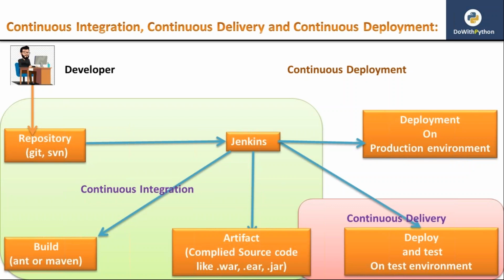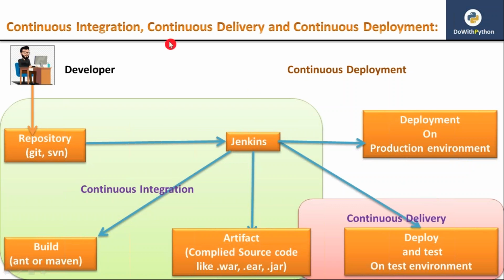on only the test environment, that is called continuous delivery. And along with continuous integration and continuous delivery, if you are able to do automatic deployment on production servers, then that is called continuous deployment. That's it, guys. Simple. So basically, Jenkins is a continuous integration and continuous delivery tool. So in most cases, we won't deploy our application directly with the help of Jenkins. Of course, we can do that if it is required.